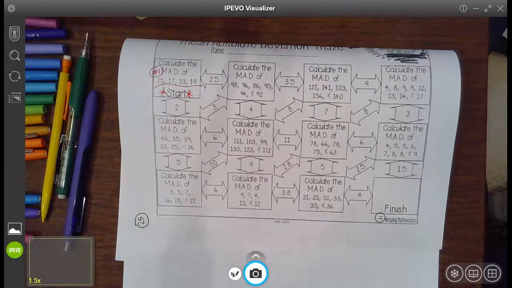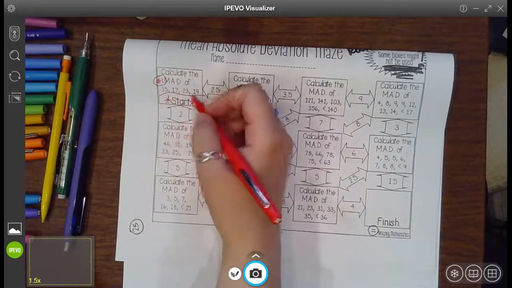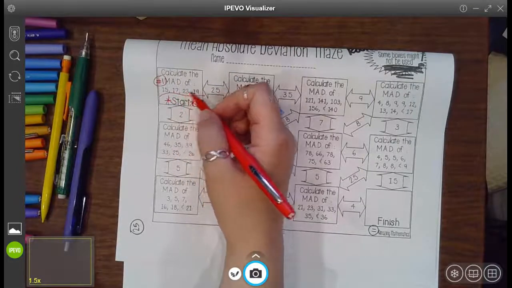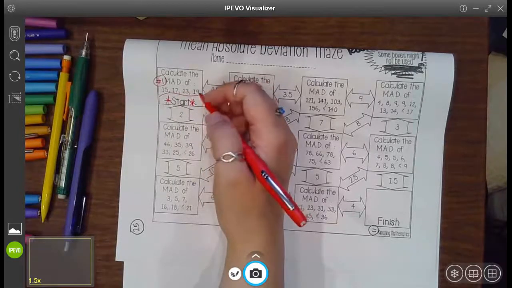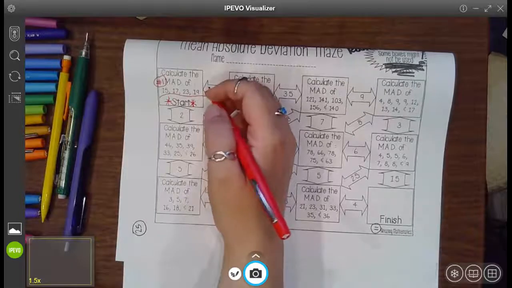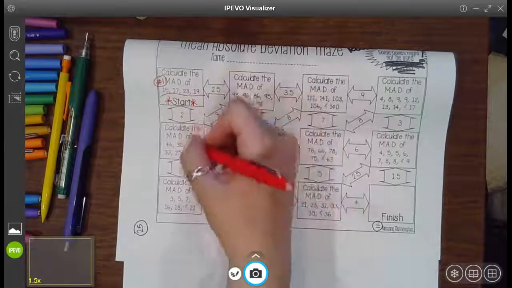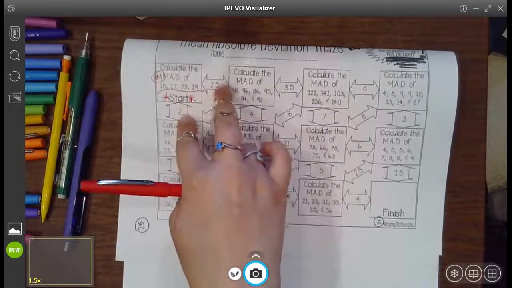All right, so you start right here, and they want you to find the MAD value of this data set: 15, 17, 23, and 19. And then depending upon what answer you get, if you get 2 or 2.5, that will tell you which path you go next. So is this problem number 2 or is this problem number 2? Well, it depends upon what answer you get.